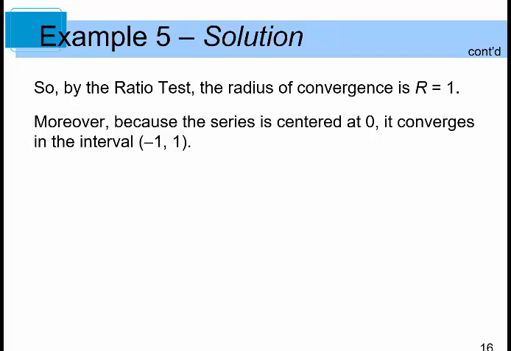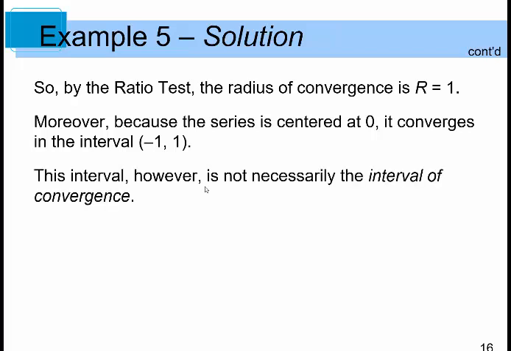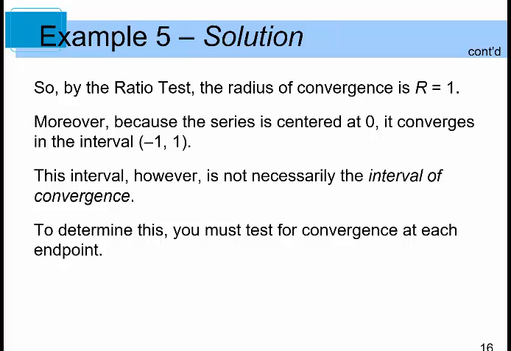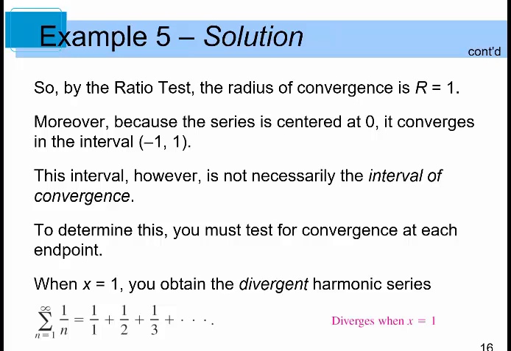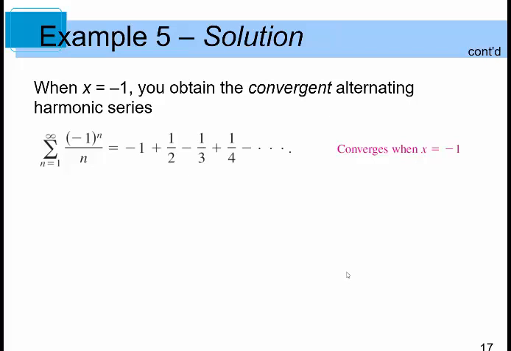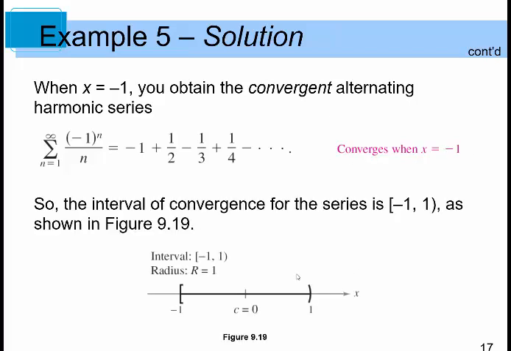Moreover, because the series is centered at 0, it converges in the interval from -1 to 1. This interval, however, is not necessarily the interval of convergence. To determine this, you must test for convergence at each endpoint. When x is equal to 1, you obtain the divergent harmonic series, 1 plus 1/2 plus 1/3, so it diverges when x is equal to 1. When x is equal to -1, you obtain the convergent alternating harmonic series, so it converges when x is equal to -1. So the interval of convergence for this series is [-1, 1), as shown in the figure here.